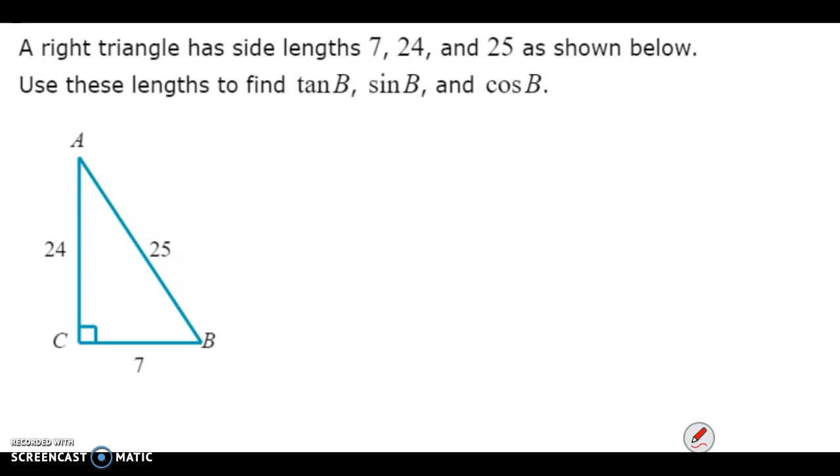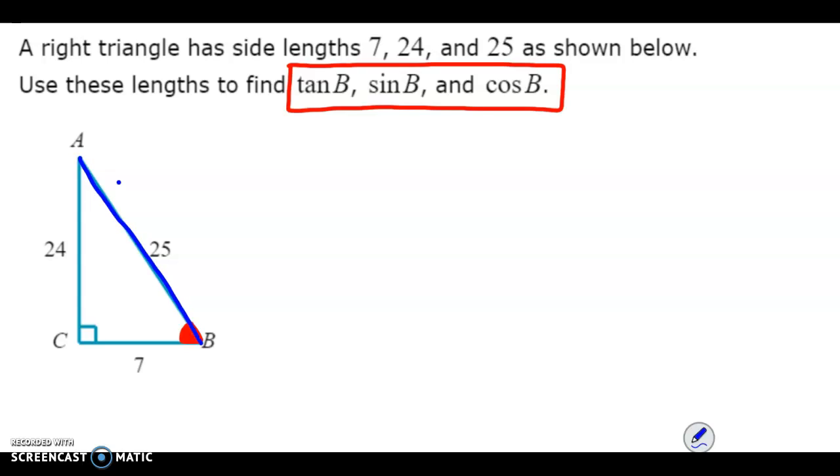And what you're going to be asked to find in this case are the three main functions, tangent, sine, and cosine of angle B. Okay? So depending on what angle we're talking about defines where the opposite and where the adjacent are. The hypotenuse is always that longest side across from the right angle. That's always the hypotenuse. Okay? Now, opposite and adjacent depend on which angle you're working with here.